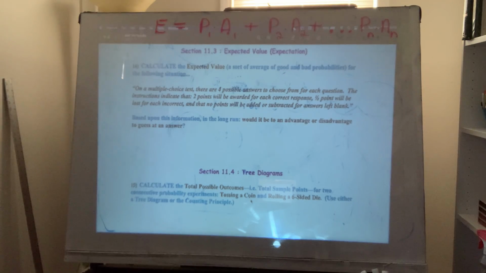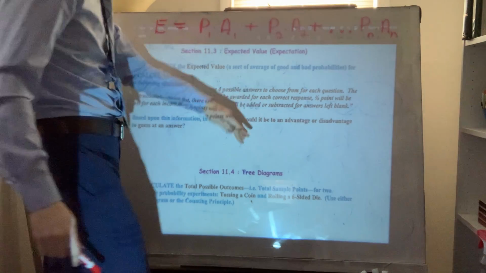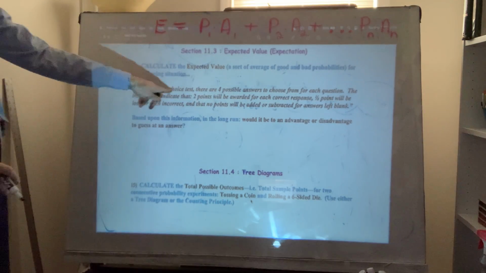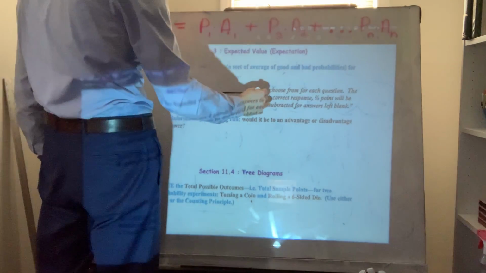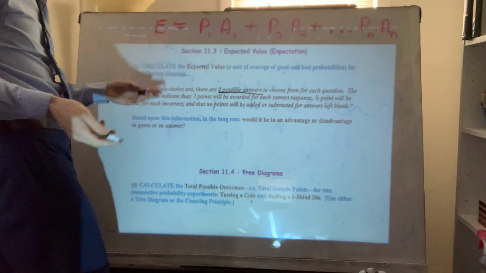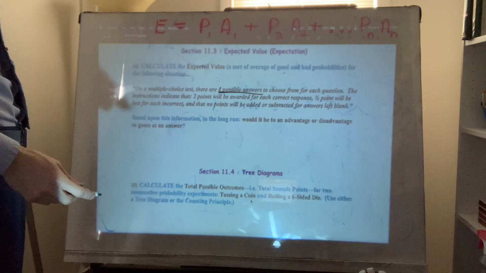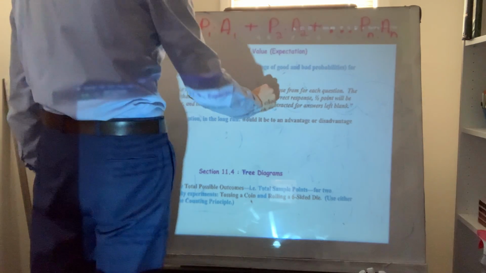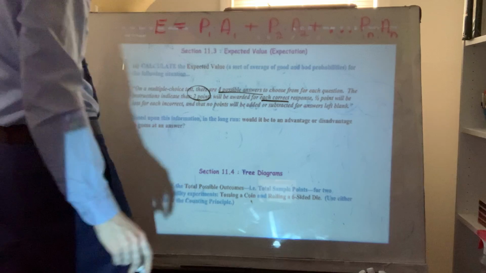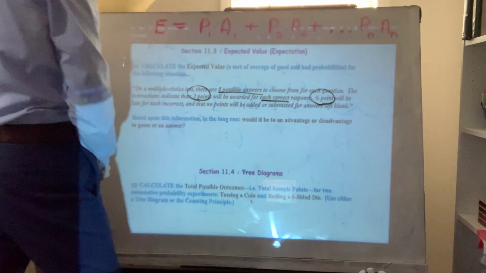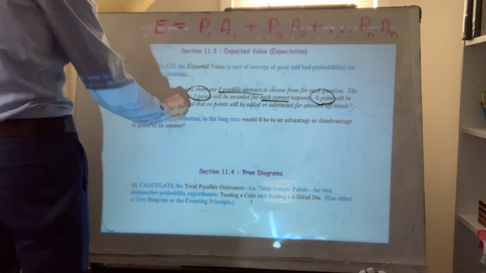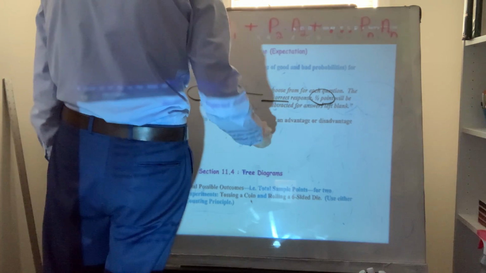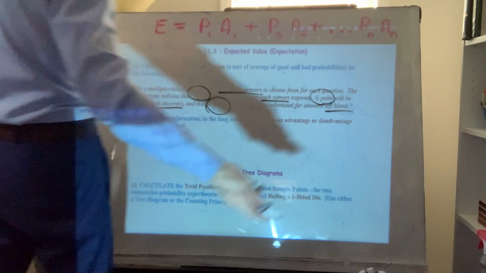All right. I like this question because I think it's relatable. It says, on a multiple choice test, there are 4 possible answers, which means, you know, A, B, C, D, to choose from for each question. The instructions indicate that it's 2 points for each correct, a half a point for each incorrect, and no points, 0, will be added or subtracted for anything left blank, so no answer.